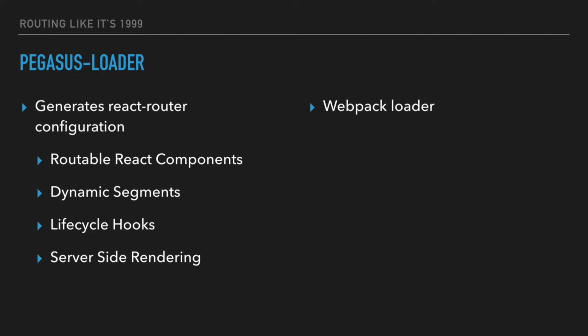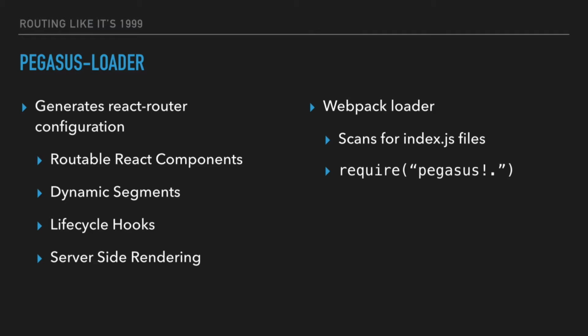So I created Pegasus Loader as a Webpack loader, and basically what it does is it will scan your application for index.js files. And in practice, what it looks like is something like that. So you can simply require Pegasus, dot. And basically what that means is: scan this directory and all of its subdirectories for index.js files and build my routing structure based off of that. One line does literally all of that.